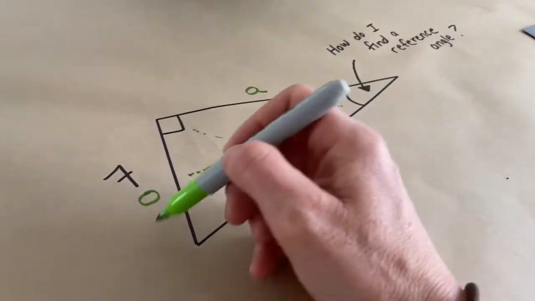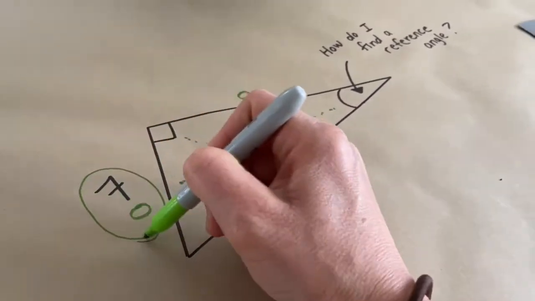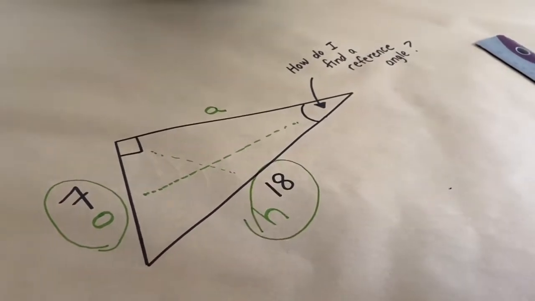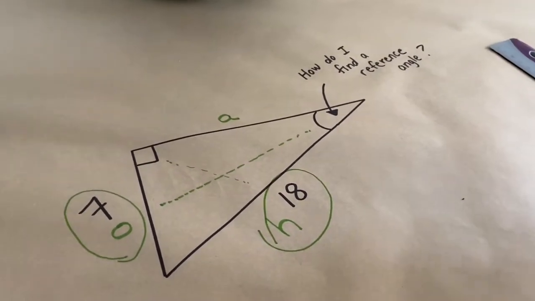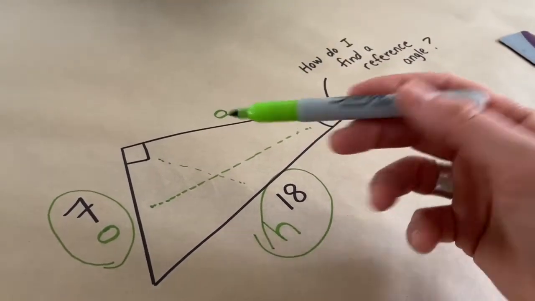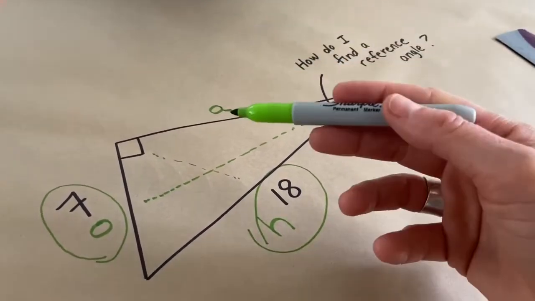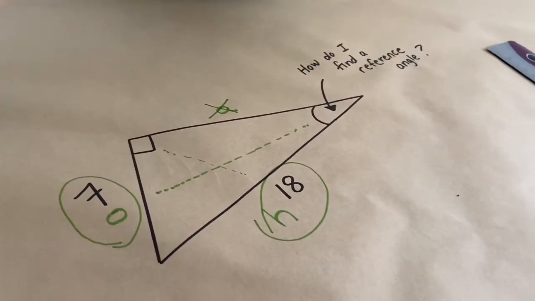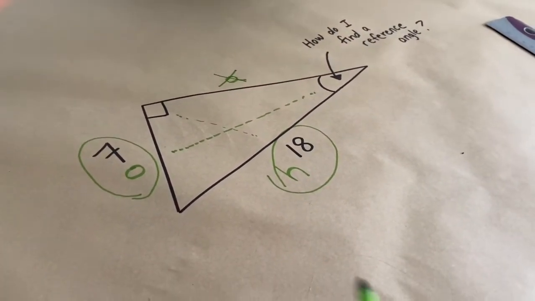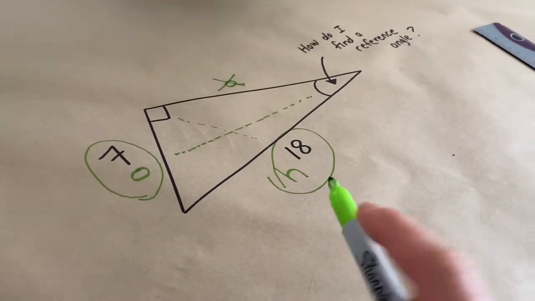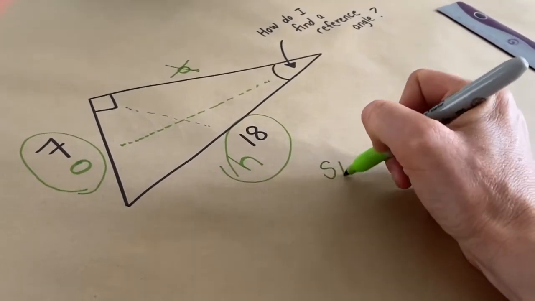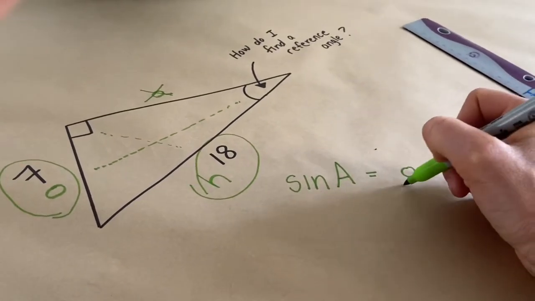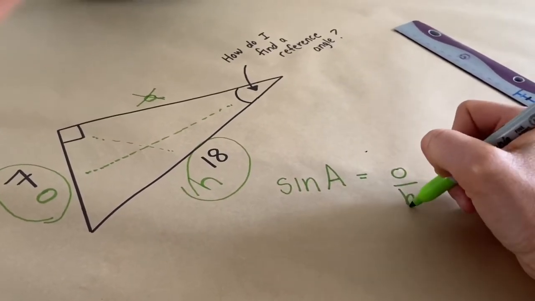In this question, we see that the O is significant because it has a number there, and the H is significant because it has a number there. The A has nothing. It's not asking us to find the A. It's not giving us a value for A. So the A we can totally ignore. So what I need to do is use the fraction that has O and H, and that fraction is sine of the reference angle is equal to O over H.